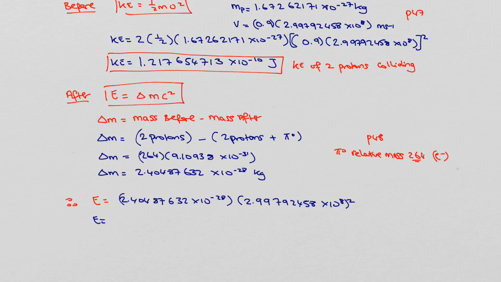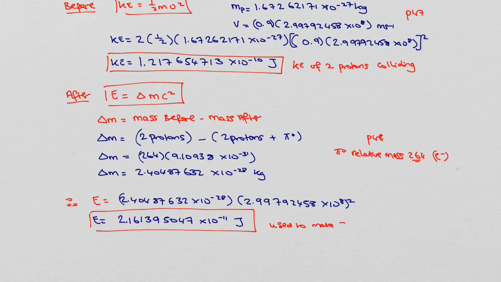Well, it gives us 2.16139547 by 10 to the minus 11, and that is in joules. So what is this energy? Well, basically this is the energy needed to make the pion. So this energy is used to make the pion, the neutral pion. Okay, so that energy is being converted into the mass of the pion.